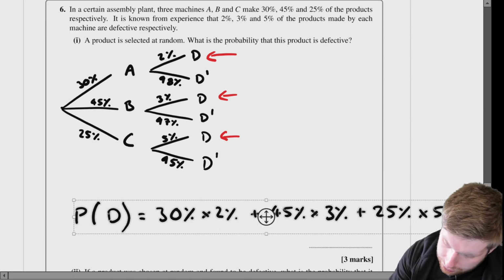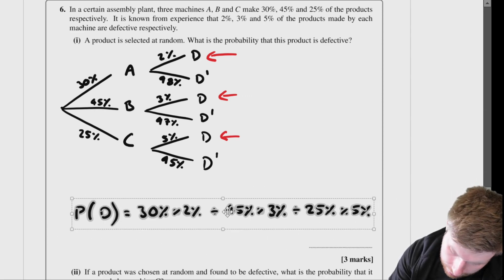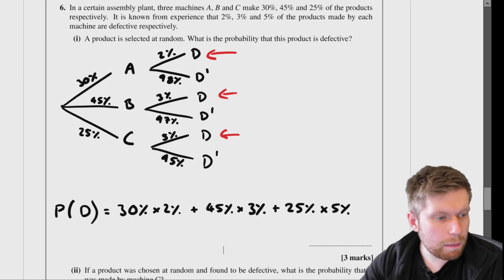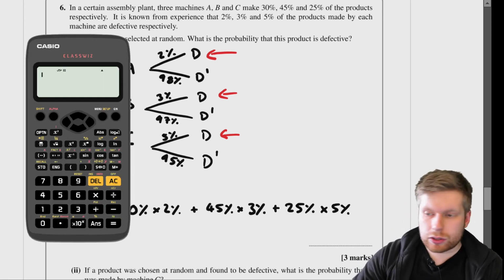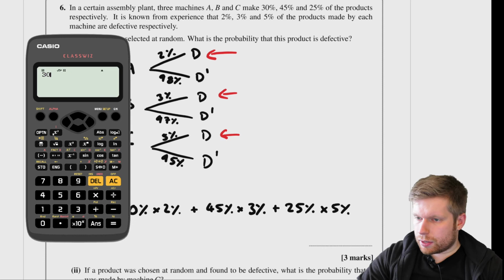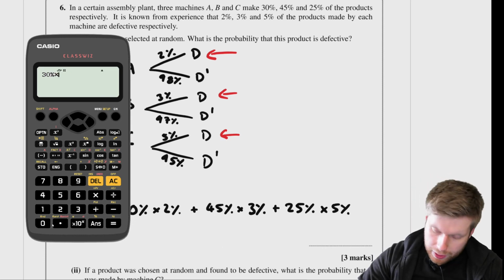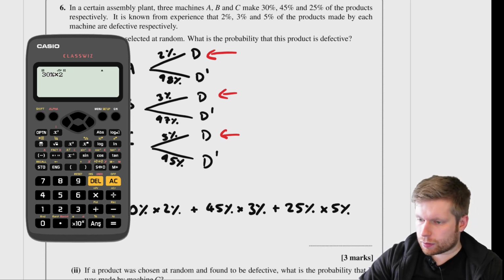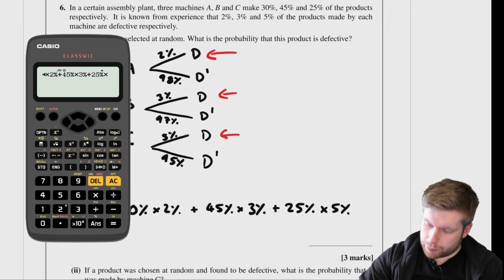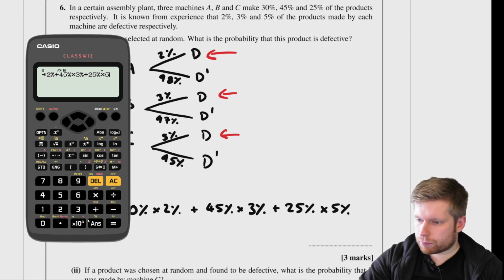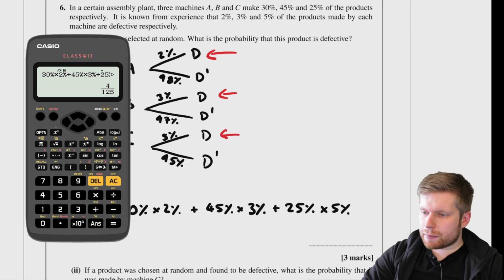So therefore, all I need to do is take this and stick all this in my calculator. So it's going to be 30% times 2%, plus 45% times 3%, plus 25% times 5%. It equals, that's the magic number.